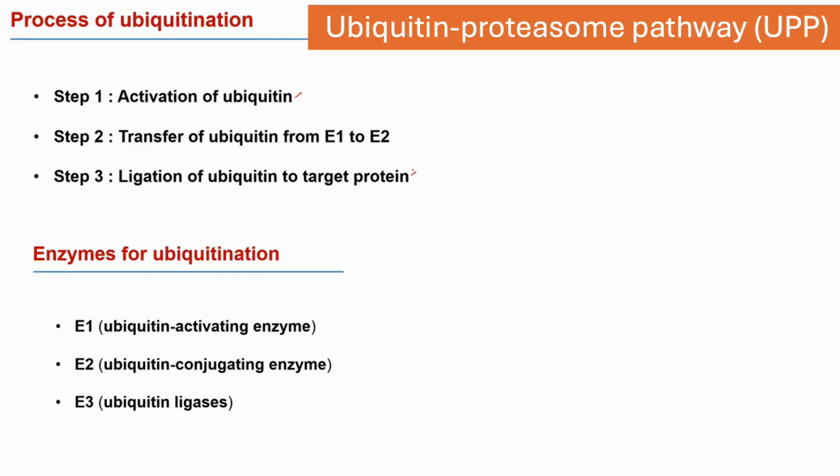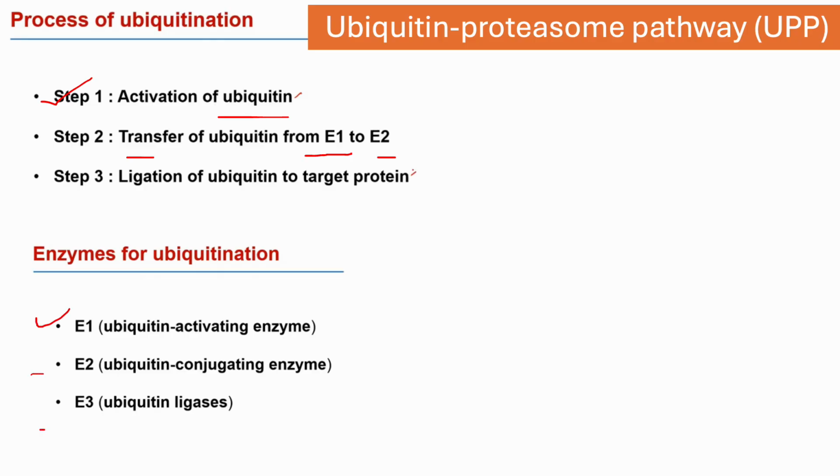Okay. Then how does the ubiquitination process actually occur? It occurs in 3 steps. First, step 1, activation of ubiquitin. One enzyme helps to activate ubiquitin, and then it is transferred from E1 to E2. Actually 3 enzymes are involved here: E1, E2 and E3.